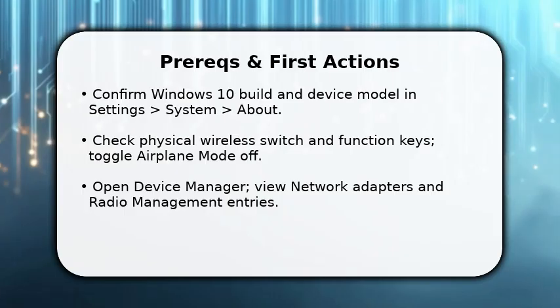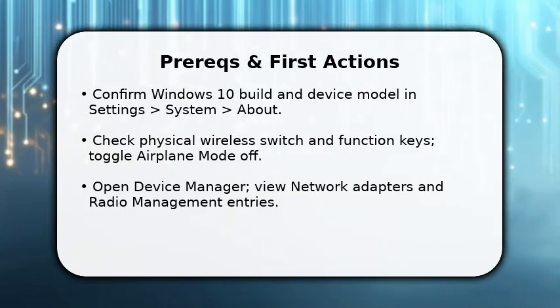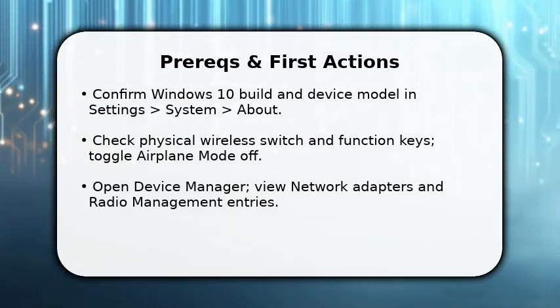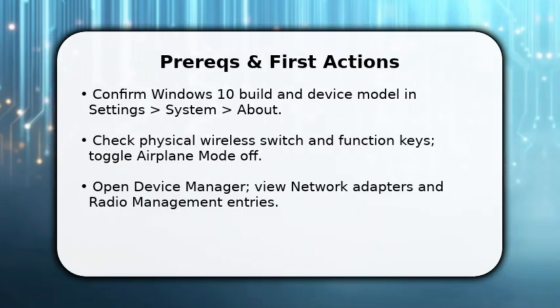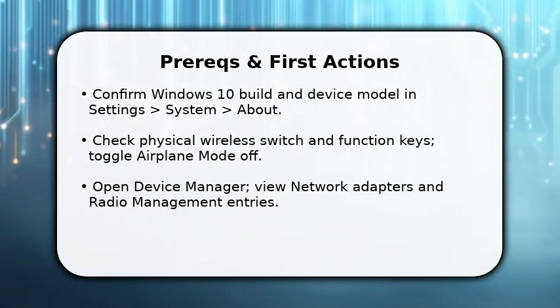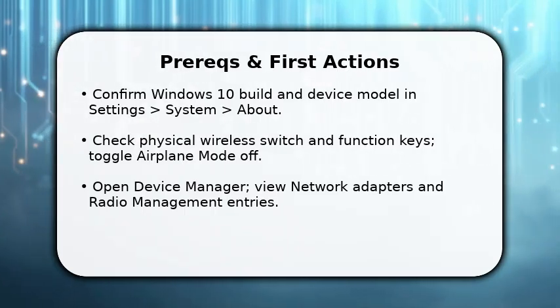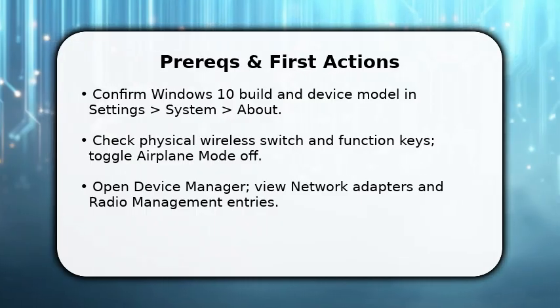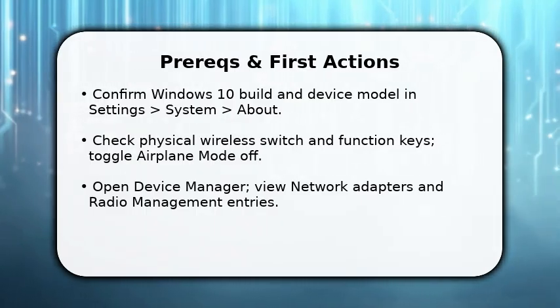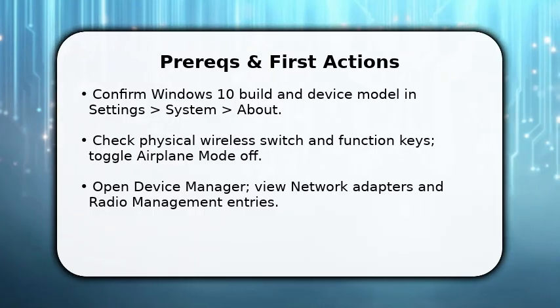You start by verifying immediate prerequisites. Confirm your Windows 10 build and device model so drivers match. Once done, check any physical wireless switch and press the function key combo to toggle airplane mode off because hardware overrides software. Then open Device Manager and expand network adapters and any radio management or Bluetooth entries.